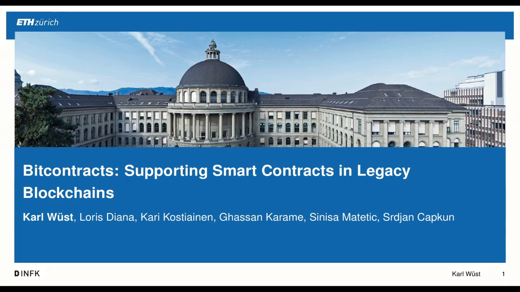Hello, my name is Carl Wüst and today I will be presenting Bitcontracts, a new system that enables the execution of expressive smart contracts on top of legacy cryptocurrencies like Bitcoin. Our system is compatible with a large number of legacy cryptocurrencies, and I will say a bit more about that later, but I will generally use Bitcoin as an example because it is the most prominent blockchain.